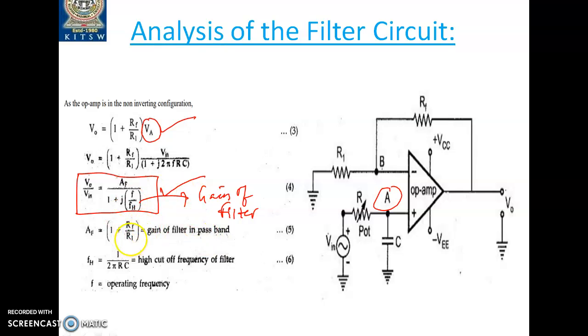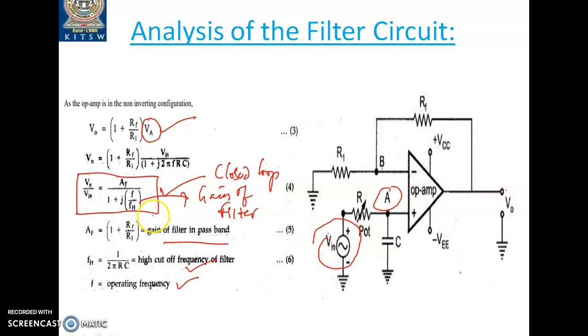Alright. So what is AF now? AF is nothing but the gain of the filter in the pass band. Okay, this is the closed loop gain, particularly speaking, of the filter. Okay, and what is FH? FH is nothing but 1 upon 2 pi RC. That is the higher cutoff frequency of the low pass filter. And F represents the operating frequency or the input signal frequency that you are applying at the input side. Okay, so this is the gain equation.